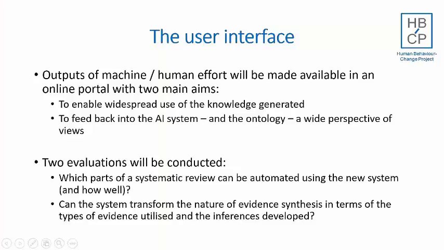And one of the things we're going to be doing as part of this section of the work is conducting evaluations. As I've mentioned, I'm interested in systematic reviews, so I'm interested, as a systematic reviewer, in how I can use the system. So which parts of the systematic review process can be automated and how well? Am I able to replicate a systematic review using this system? Am I able to identify the same pool of studies? Am I able to identify more studies? Those are fairly basic questions around how we currently synthesize and how we currently utilize knowledge.